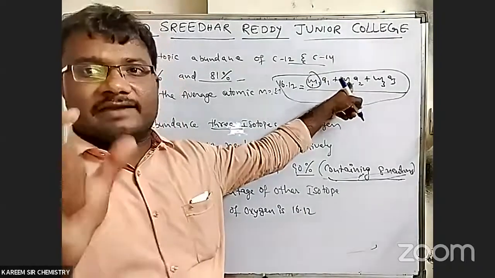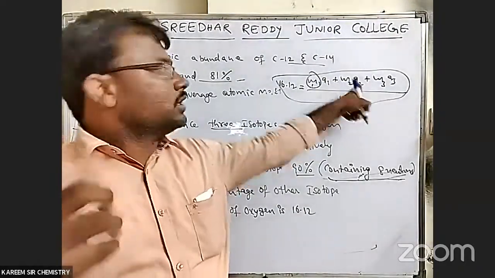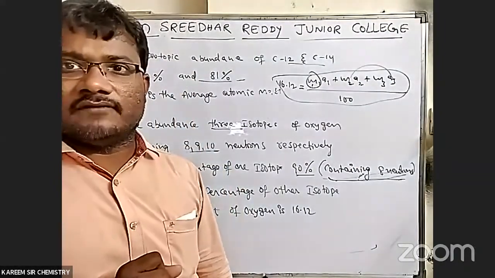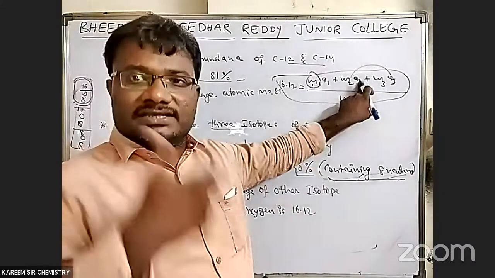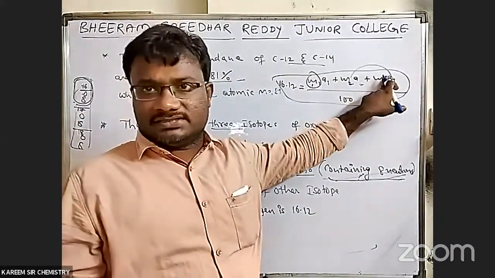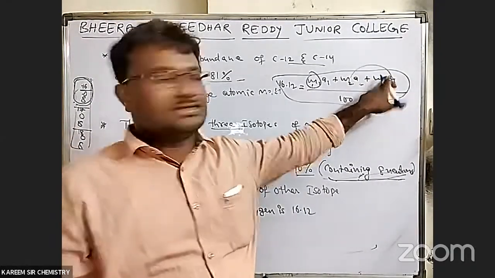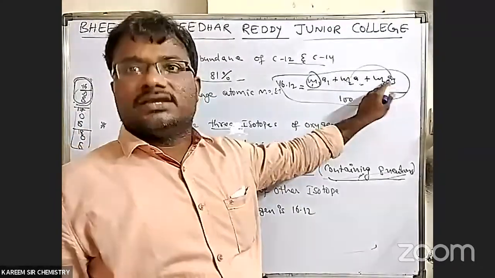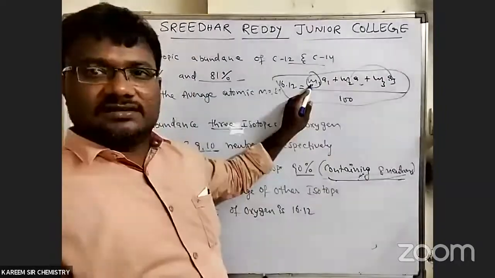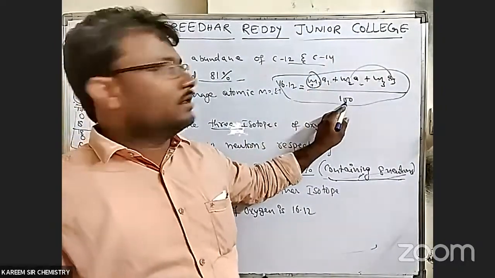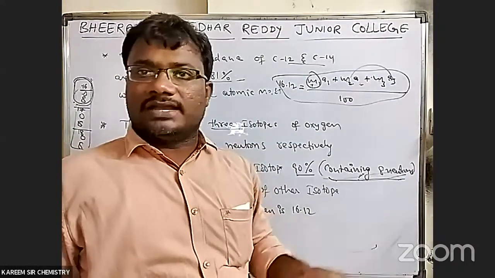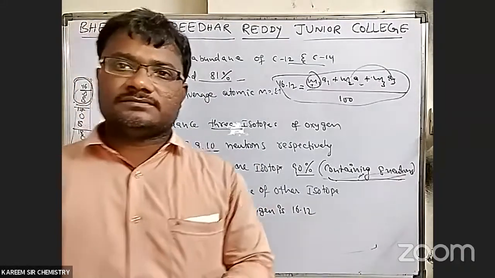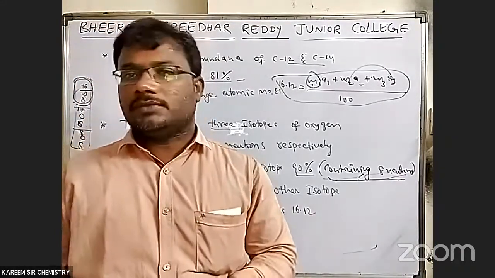Then M2 is mass number 17, whose percentage we don't know. If this is 90, the sum of A2 and A3 will be 10. So take this one as X, and another as 10 minus X. Then this is X into 17, this is 10 minus X into 18, and this is 16 into 90 divided by 100. Then solve mathematically, calculate the X value and the 10 minus X value. That is the percentage of the remaining 2 isotopes. Very good.